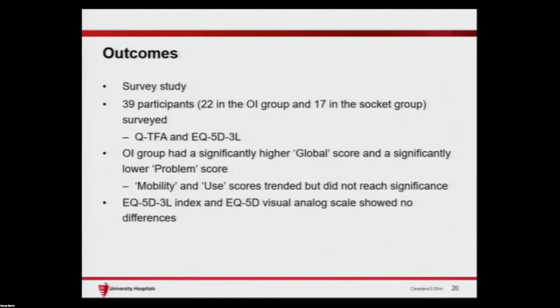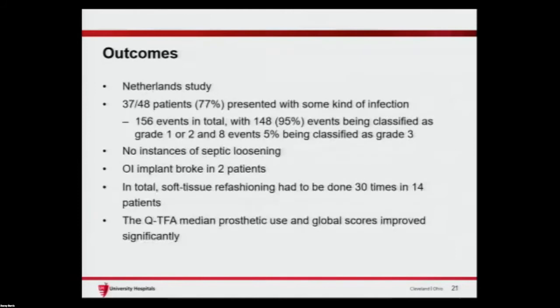This was a survey study just looking at patients who had either OI versus conventional socket prosthesis. The take-home point from this is that patients with OI had significantly higher global scores on these surveys and significantly lower problems on these surveys. Mobility and use did not necessarily show a big difference. However, they were trending towards a difference. The QTFA is one that we'll talk about a couple of times. That stands for the Questionnaire for Persons with Transfemoral Amputation. That's a very common survey that's given to patients with transfemoral amputations, trying to basically get out of them, how's your mobility, how are your problems, how is your prosthetic use, things such as that.